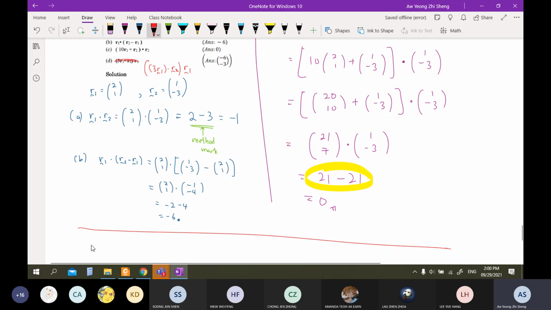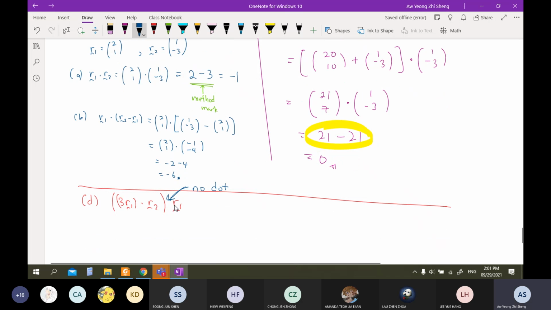Okay, now let's do part D. (3R1 dot with R2), then followed by R1. There's no dot in front of this R1. It's supposed to be no dot there. If you write a dot, it will become wrong. Why? Because 3R1 dot R2, this bunch will give you just a number. So when you have a number times R1, you don't need a dot there.